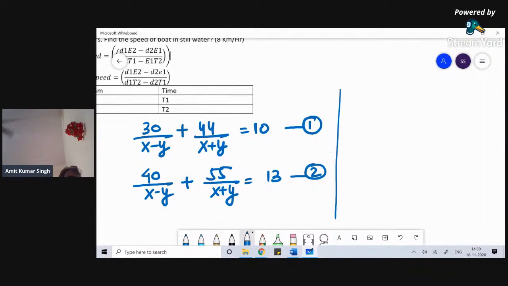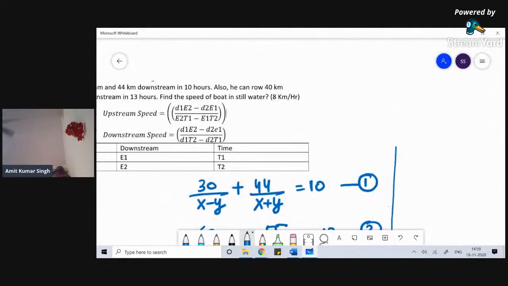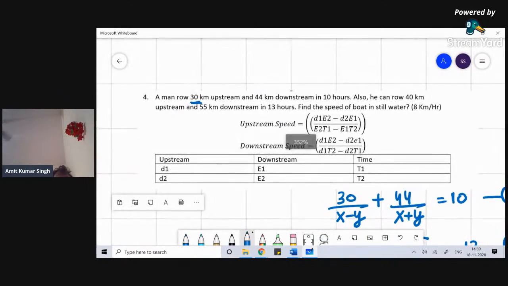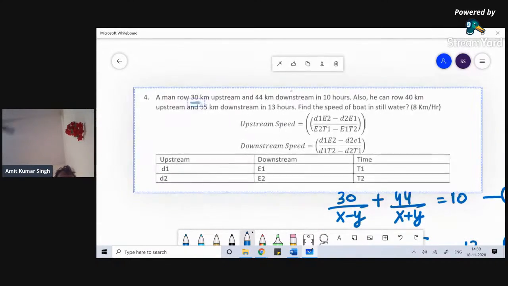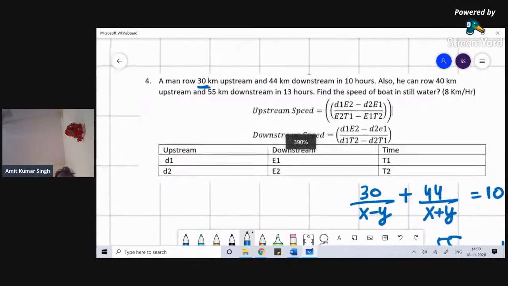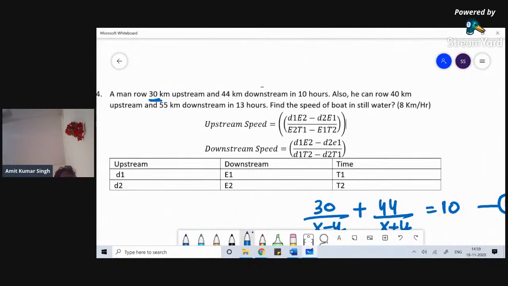Now solving this would be difficult. These two linear equations, so solving these two, 1 minute. If you want this, is this visible? Sahana, is this visible for you?